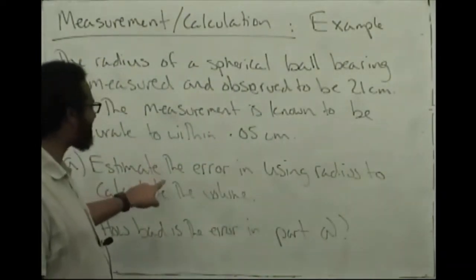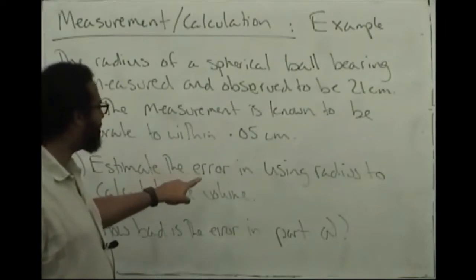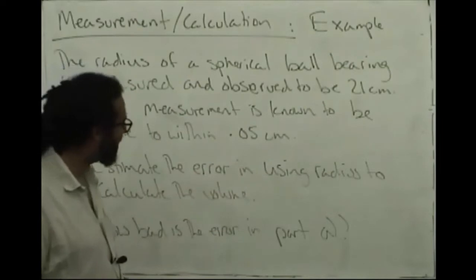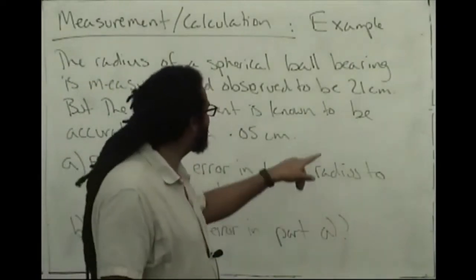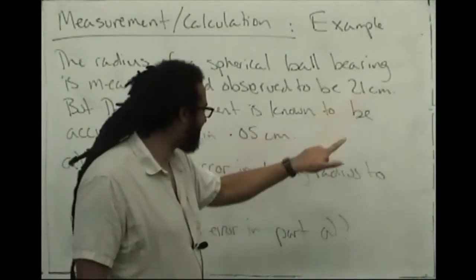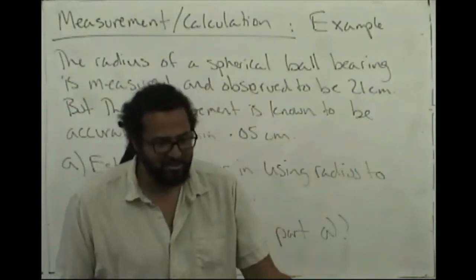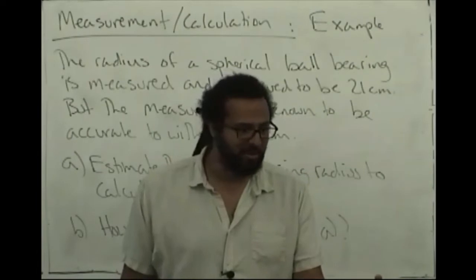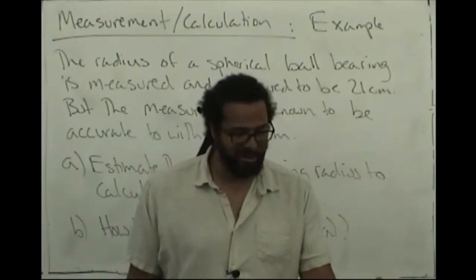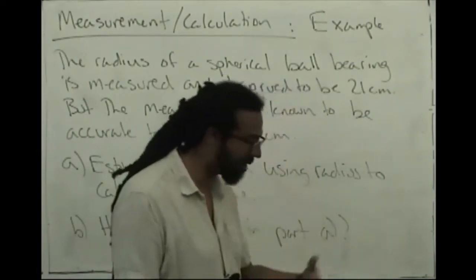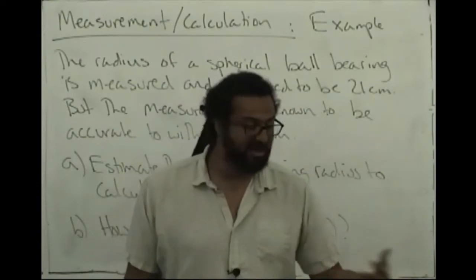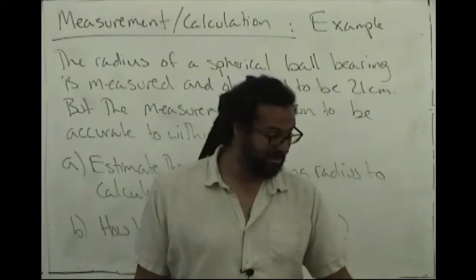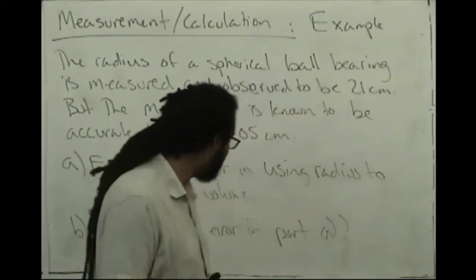So we want to estimate the error using the radius to calculate the volume. We measure the radius to be 21 centimeters. We plug that into the formula for volume. And now how off are we going to be when we get that return data? You plug 21 into the formula for volume, it's going to spit out some number.